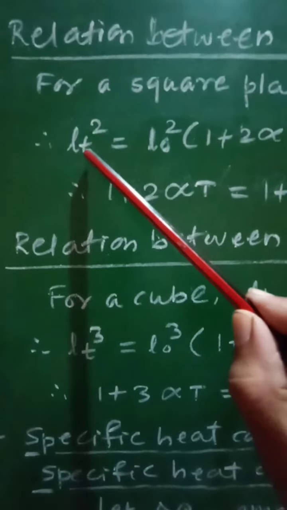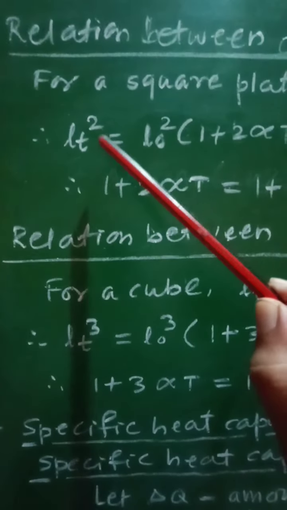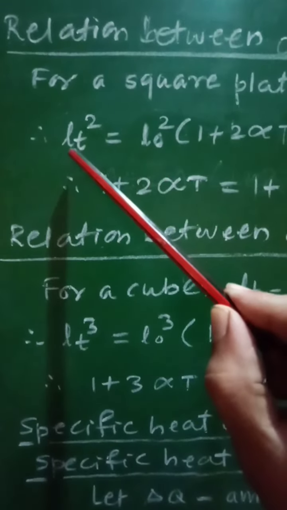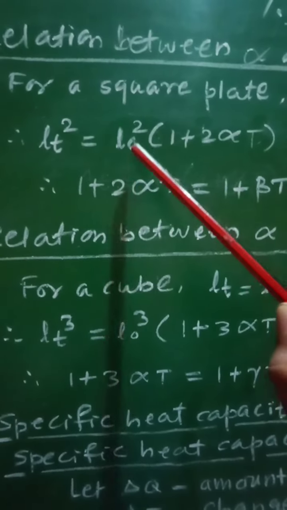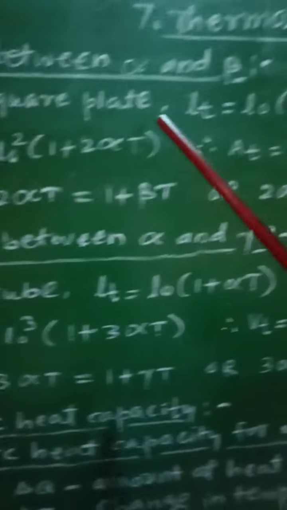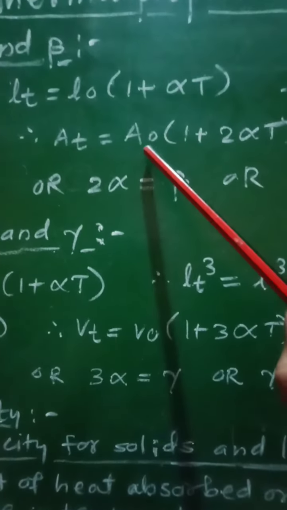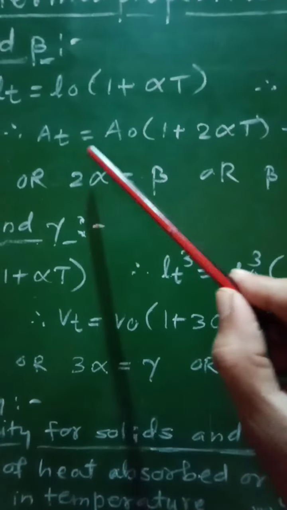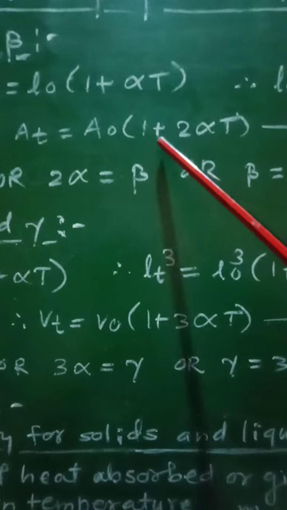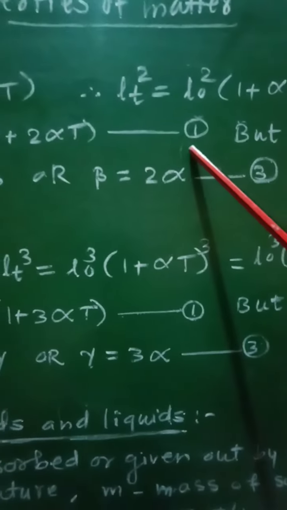We know that the square of length is nothing but area, and therefore LT square will be equal to AT and L0 square will be equal to A0. Therefore we can write AT is equal to A0 into 1 plus 2 alpha T. Let it be equation number 1.